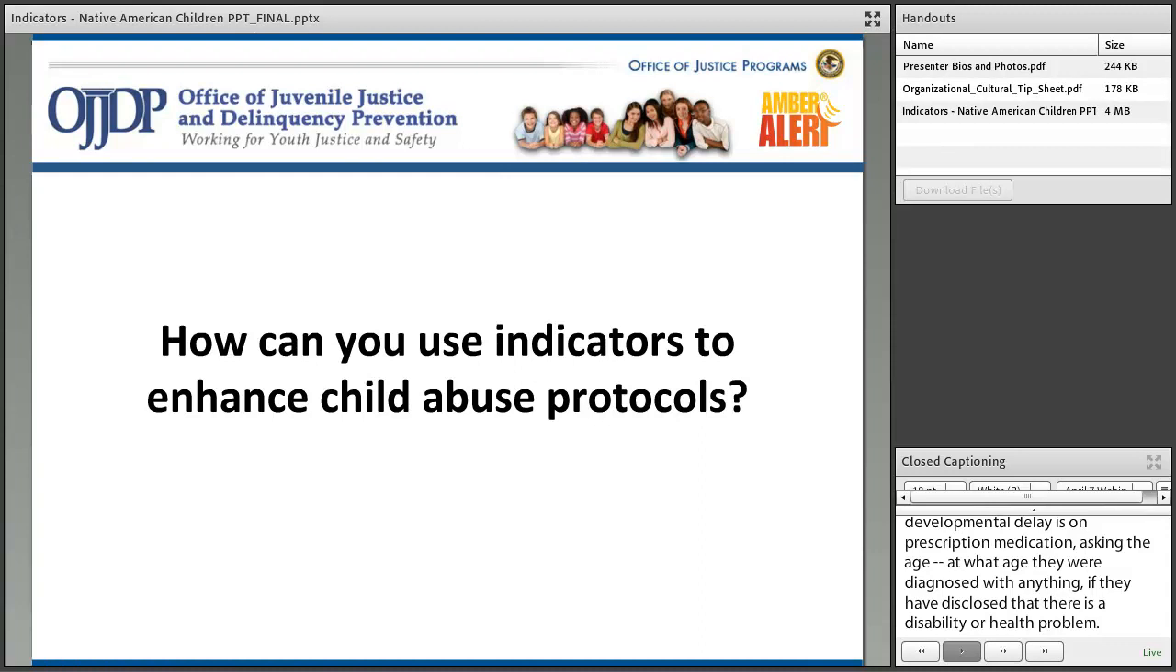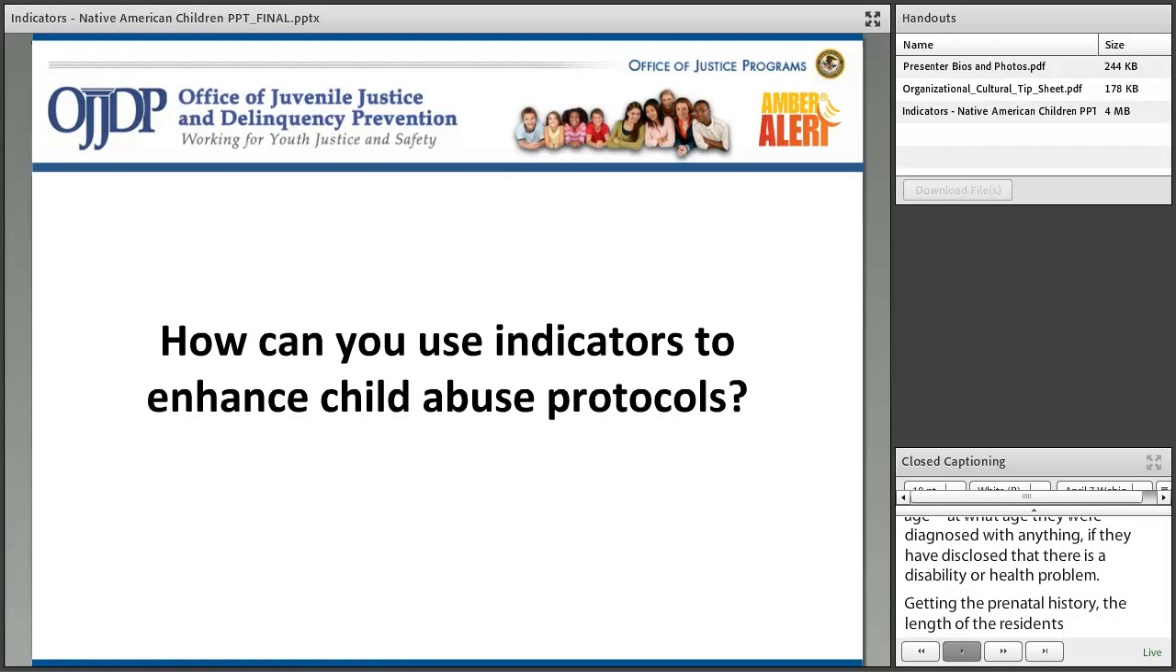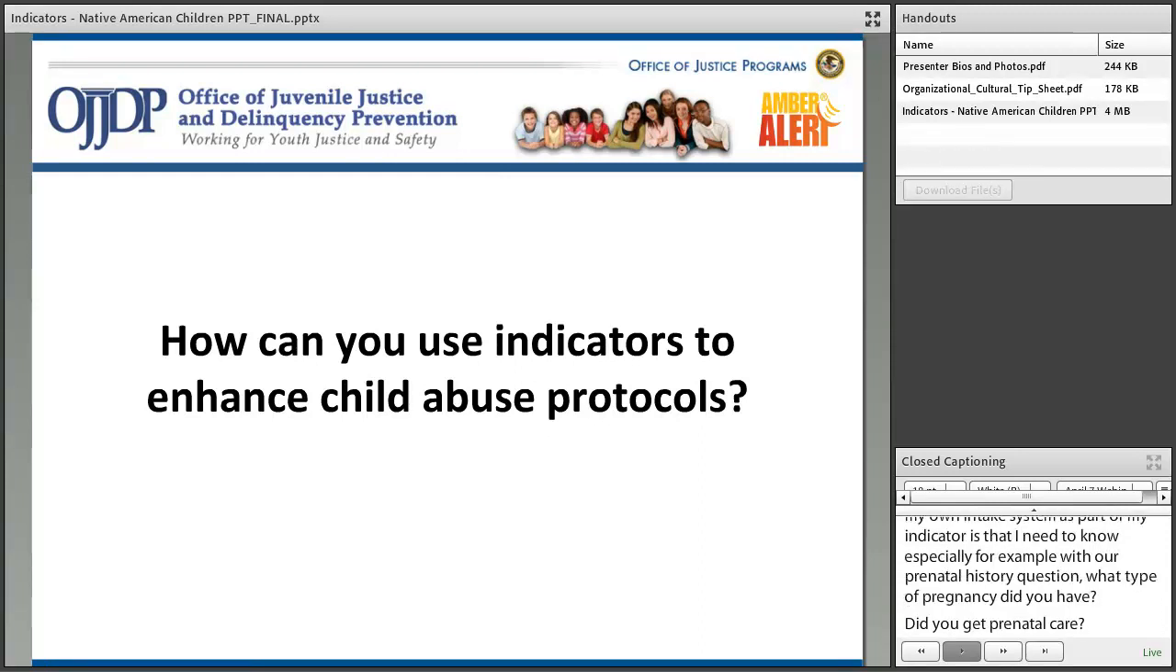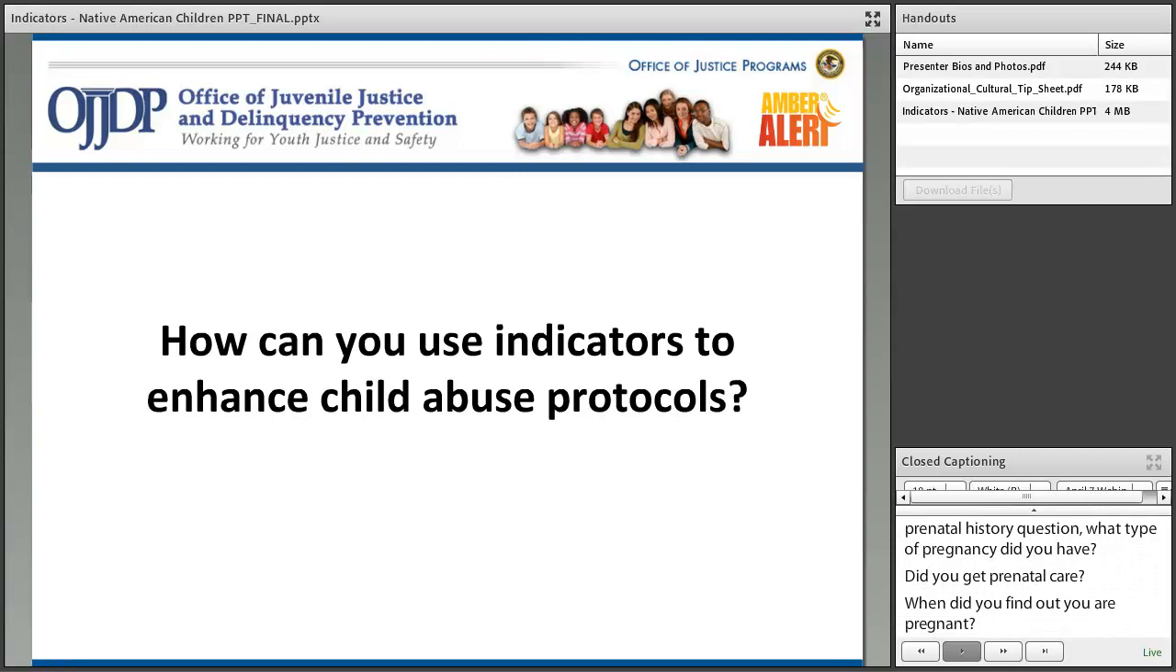And why I believe that these are important, and why I've incorporated this into my own intake system as part of my indicators assessment, is that I need to know, especially, for example, with our prenatal history questions, what type of pregnancy did you have? You know, did you get prenatal care? When did you find out you were pregnant? What kind of birth did you have? How many children? What is the birth order of this particular child?